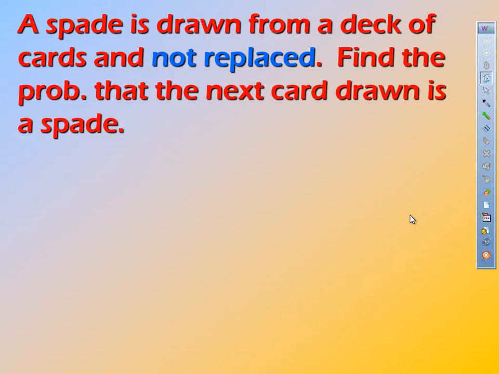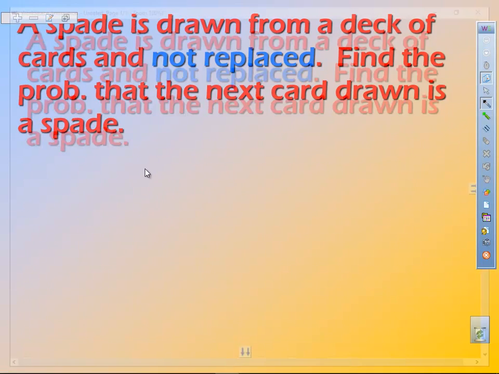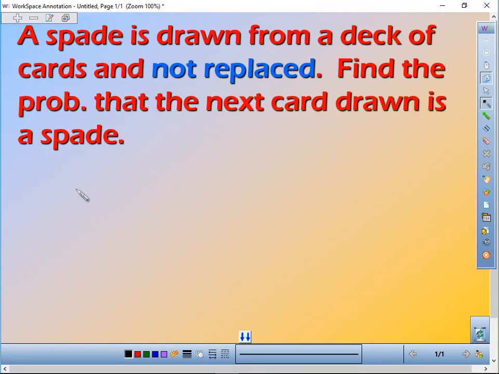So a spade is drawn from a deck of cards and not replaced. Find the probability that the next card drawn is a spade. So let's see how we would work this one out. So let's do some notation. What are we trying to find the probability of? The probability of drawing a spade. Now, not from just any deck of cards, but from this particular deck of cards.